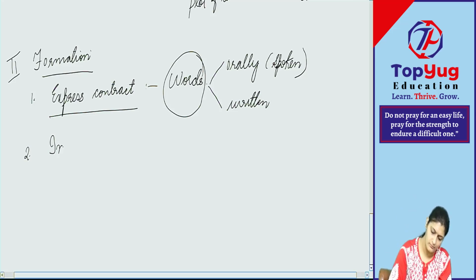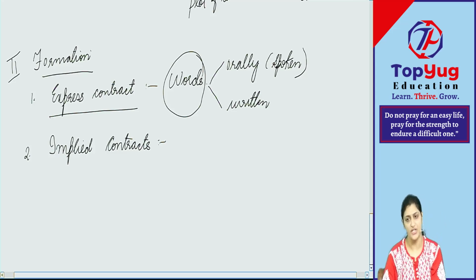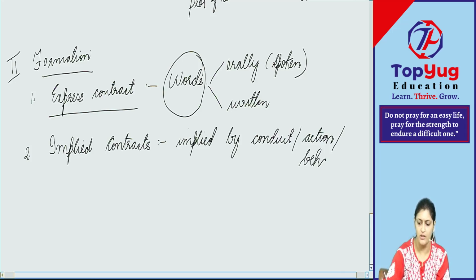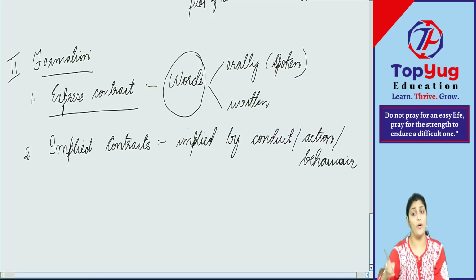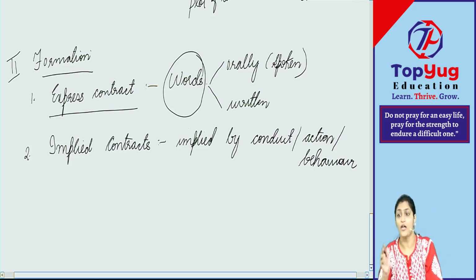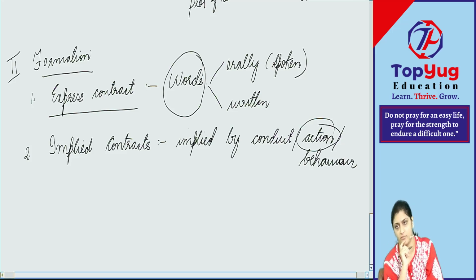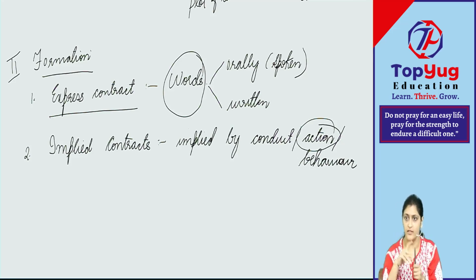Second, implied contracts. Implied contracts are those contracts which are implied by the conduct of the party. Conduct is nothing but actions of the party, or you can say behavior of the party. To enter into a contract, to accept the contract, you are not using words. But what are you doing? You are doing some action. You are behaving in some way, or doing, say, nodding of head, showing a thumbs up.